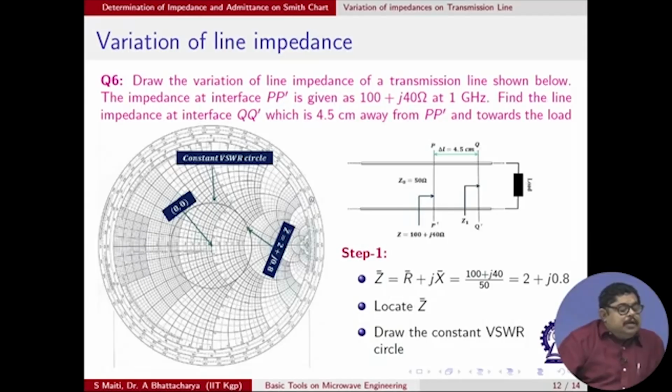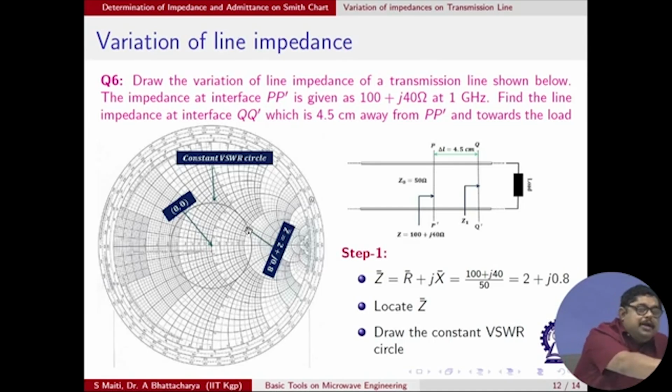Then you can locate it. First, you normalize, which always has to be done. So, you divide 100 plus j40 by the characteristic impedance, which is written here as 50 ohm, and it comes to Z bar equal to 2 plus j0.8. Now you can locate Z bar, that means find the intersection of the R bar equal to 2 circle and the X bar equal to 0.8 arc. So this is the Z bar point.